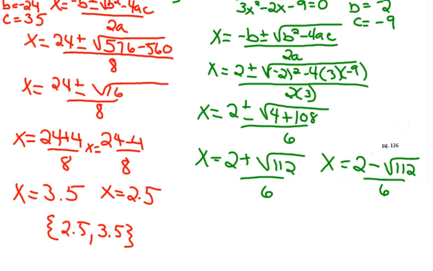It did tell us to round to the nearest tenth in our directions earlier, so I'm going to do that obviously when I do this. So for this one, rounded to the nearest tenth, we're getting 2.1. And let's see, 2 minus the square root of 112, and then divide by 6, is negative 1.4, rounded to the nearest tenth.